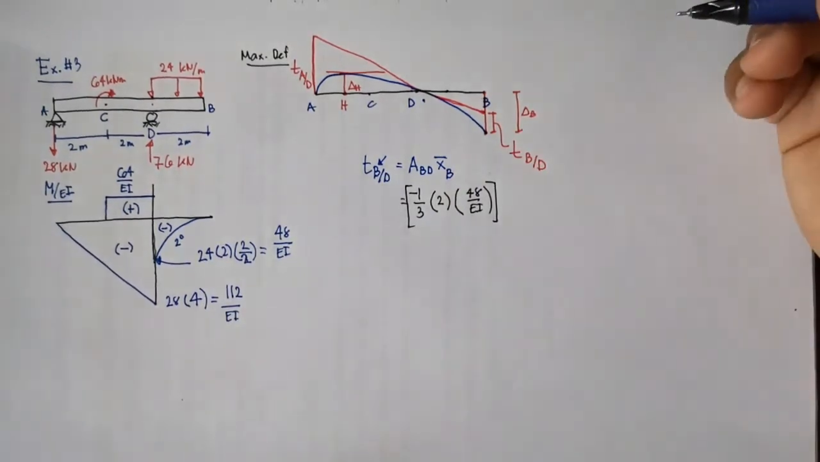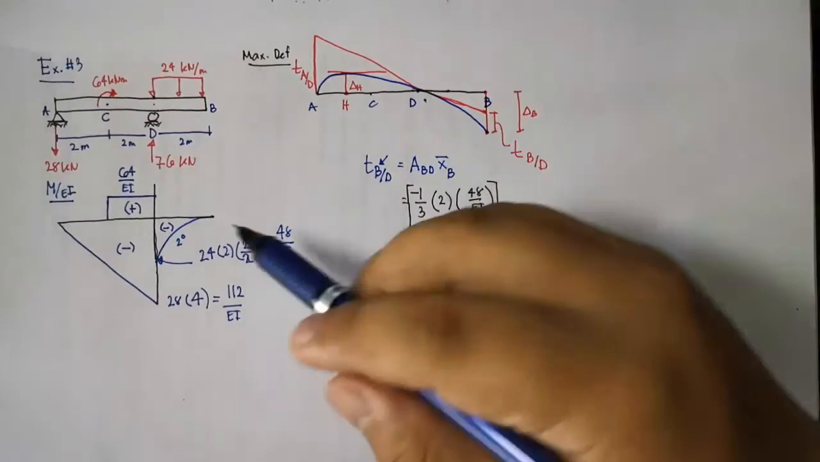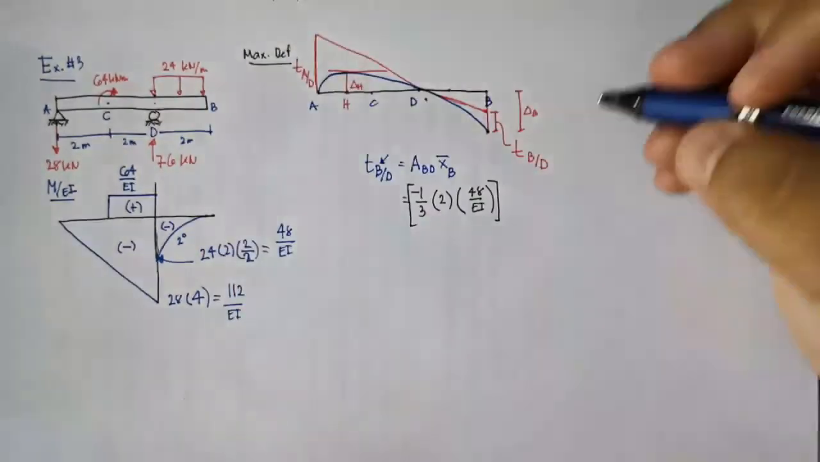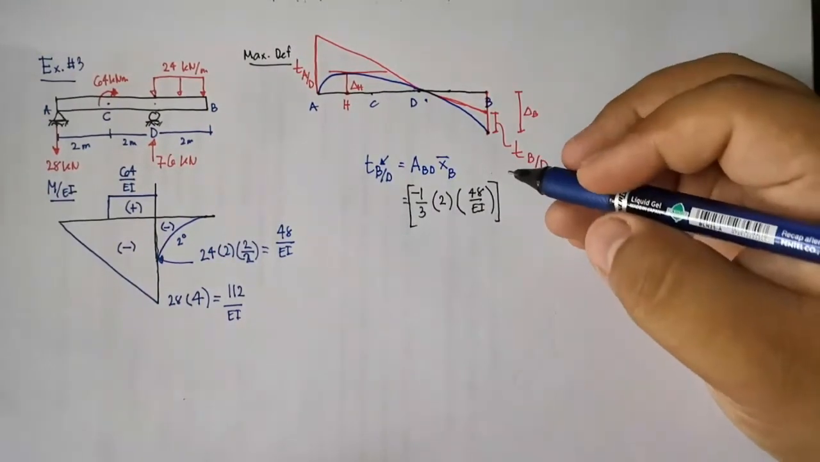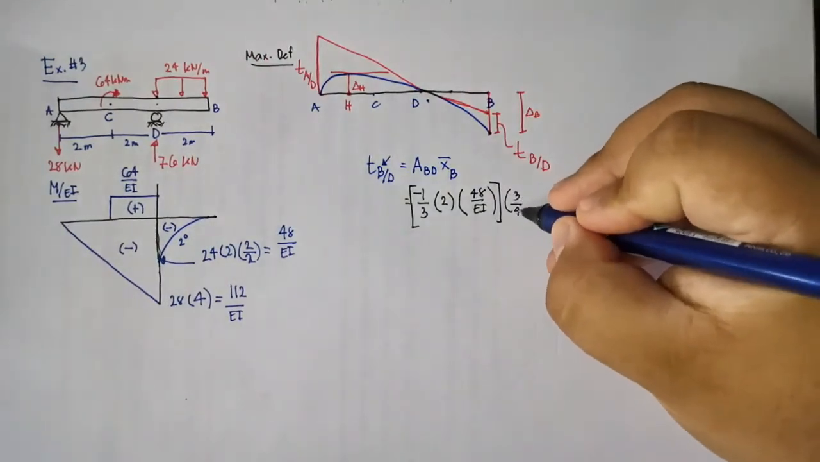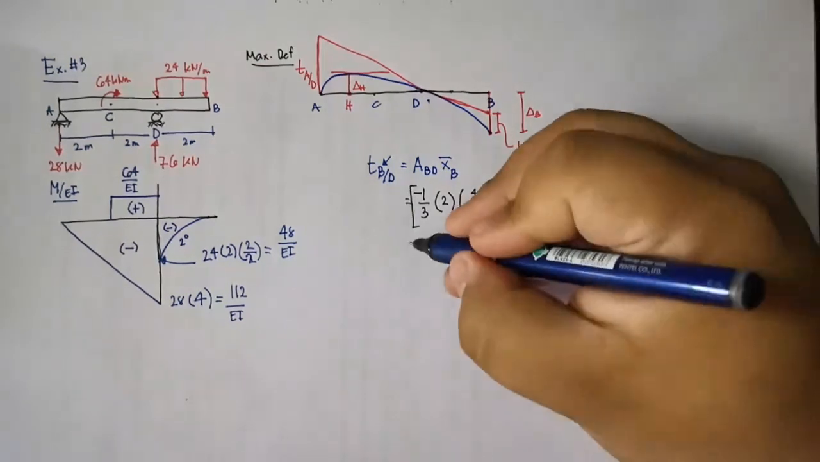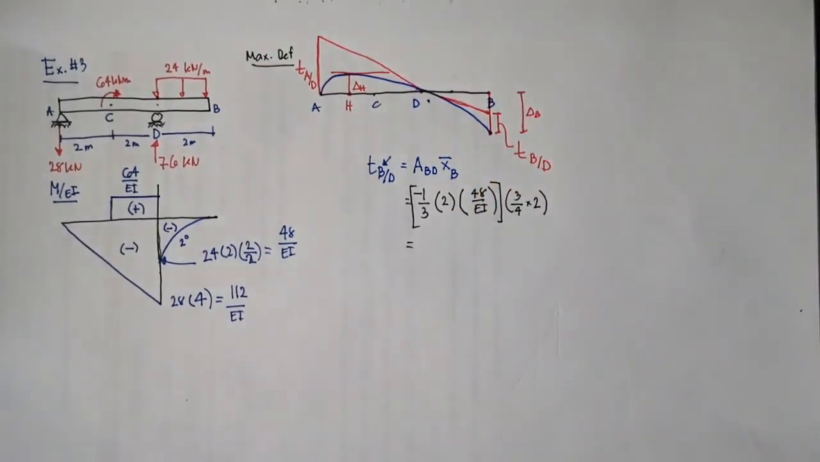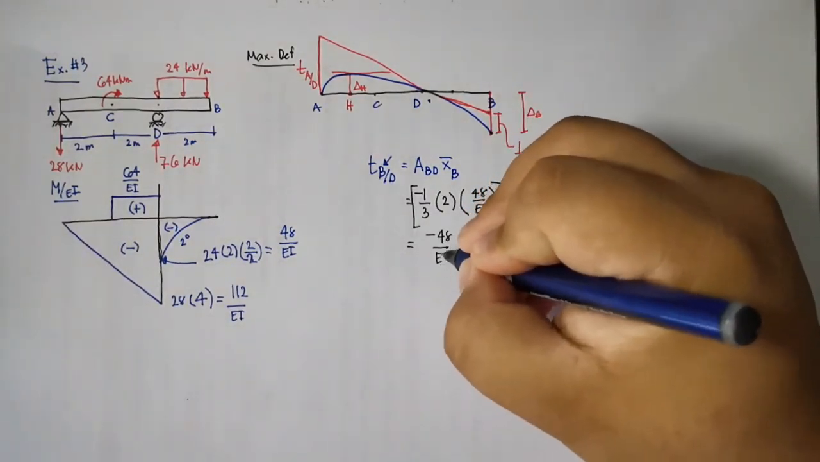So, we have to multiply it by X bar, so X bar B. The vertex is at this point, so that would be 3/4. N plus 1 over n plus 2 of the distance 2, so that would be 3/4 of 2. Okay? So TB with respect to D, if you compute that, would be equal to negative 48 over EI.